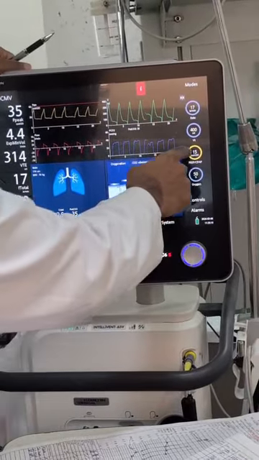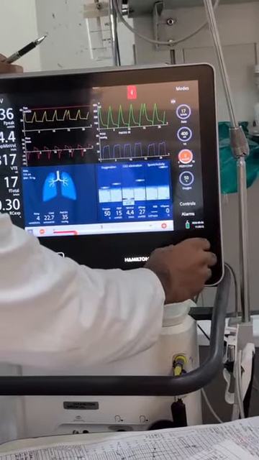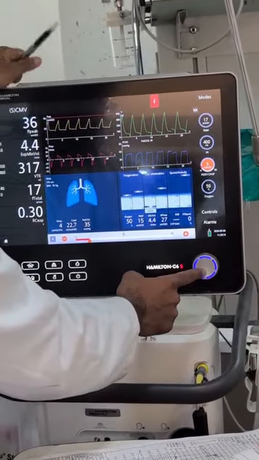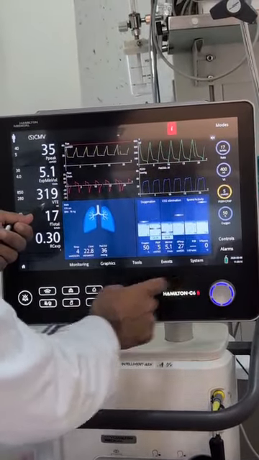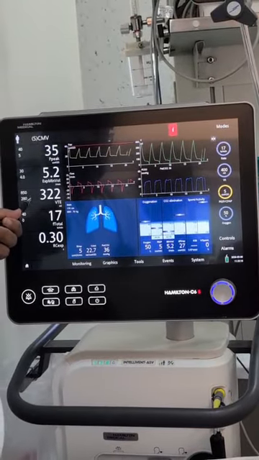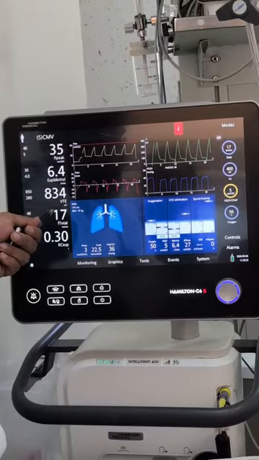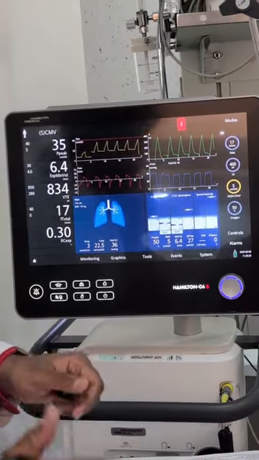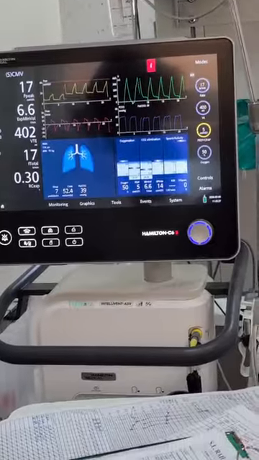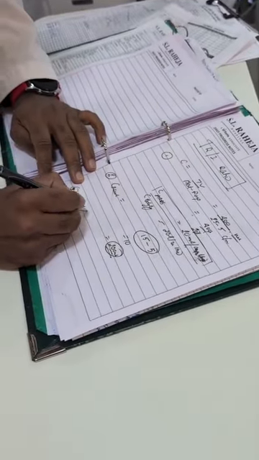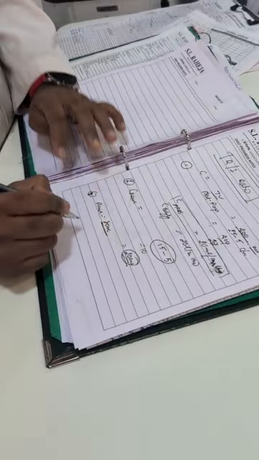Alright. Now what I'm going to do is drop this to 5 immediately. And when I press it, it drops to 5. I have to watch this. Let's see what happens here. The breath that's coming now is 834, after the drop. So now let us take it as 800 ml for simplicity's sake. So now my recruitable volume is 800 ml.